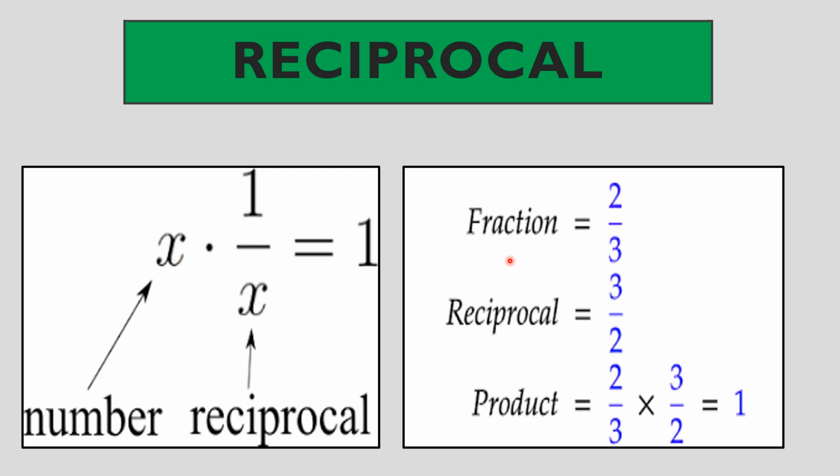Now let us see one example. Suppose the fraction is 2 by 3. The reciprocal will be its reverse. Why? Because 2 by 3 into 3 by 2 is 1. 2 and 2 get cancelled, and 3 and 3 get cancelled. So 1 into 1 and 1 into 1, 1 by 1, you get the answer 1. So a number into its reciprocal gives 1. For 2 by 3, the reciprocal is 3 by 2. So remember, children, the reciprocal is just the inverse of the number. Okay?